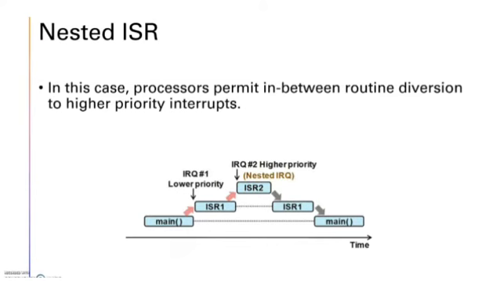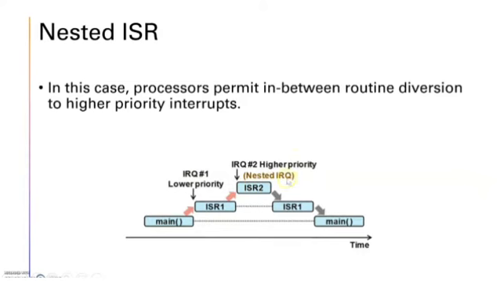Nested ISR means this is the main routine which the processor was currently executing, and during the execution of this main routine an interrupt has come. The first interrupt which has come is ISR1, and the processor has stopped whatever it was doing in the main routine and started to execute ISR1. At that time a higher priority interrupt has come. If you compare the priorities of ISR1 and ISR2, ISR2 has higher priority.